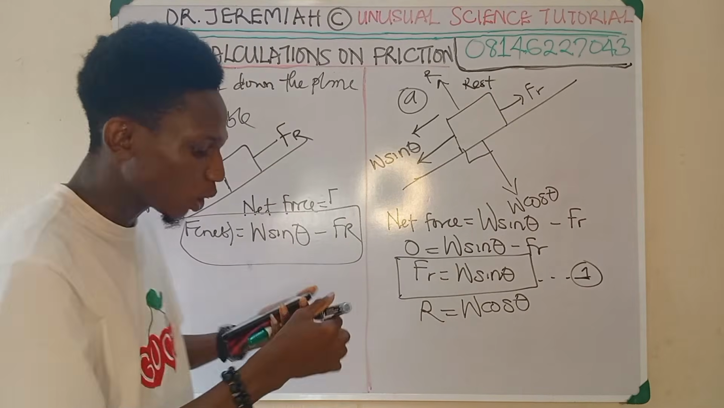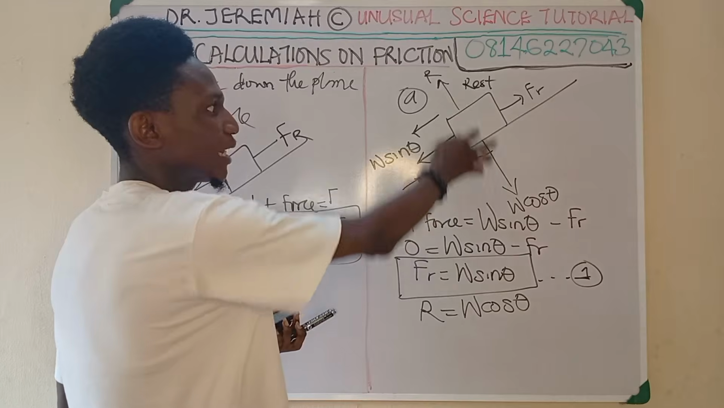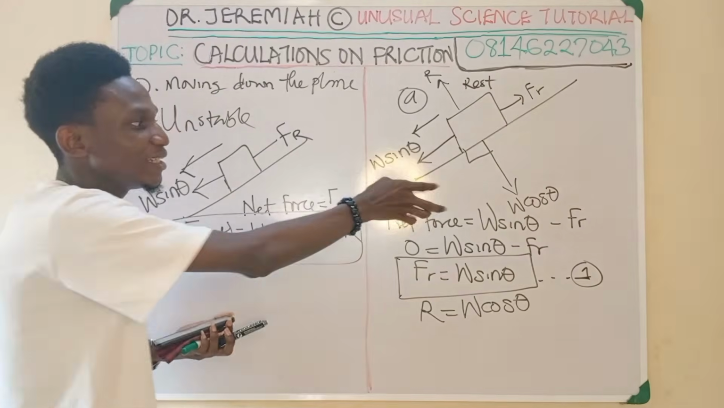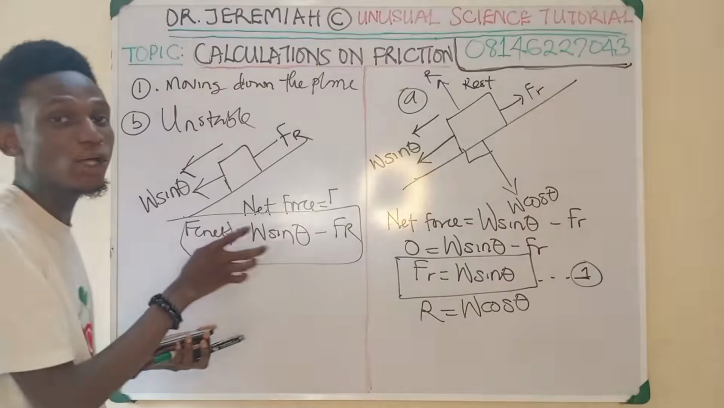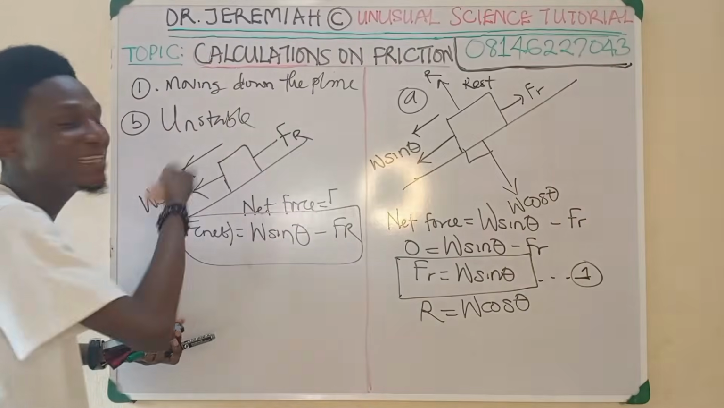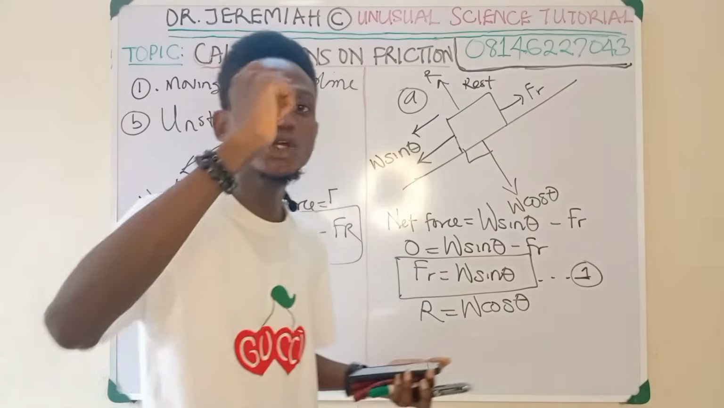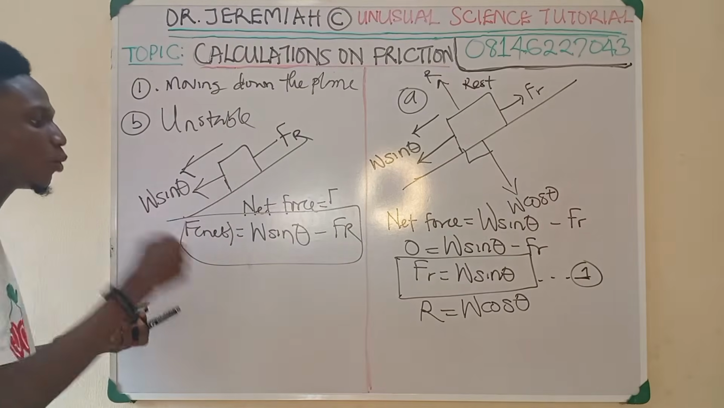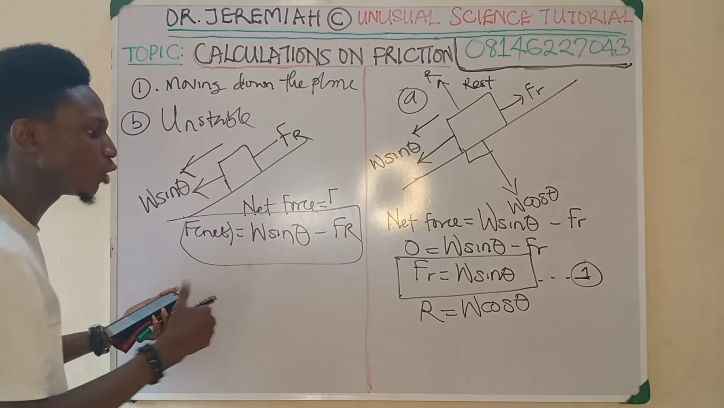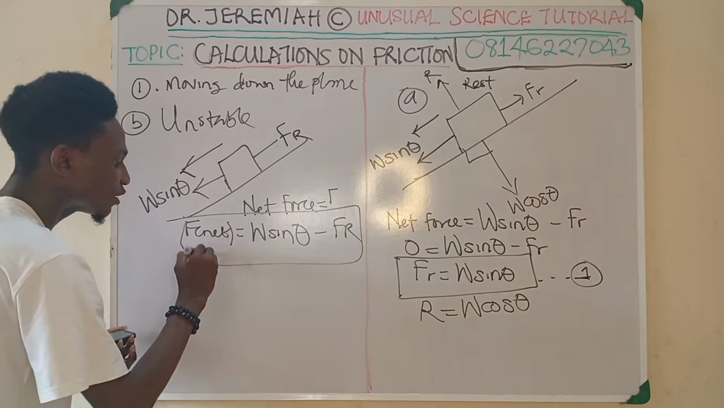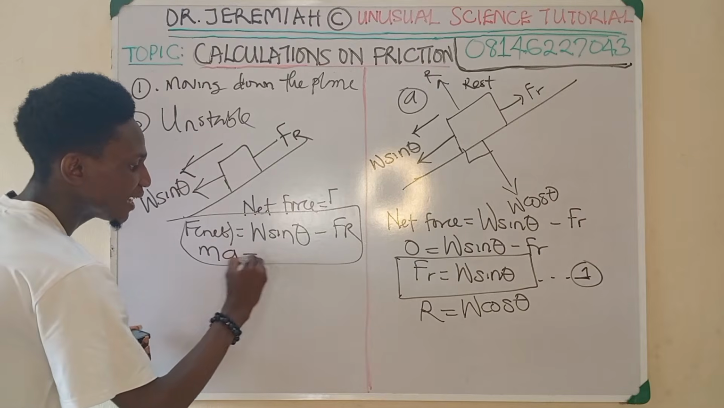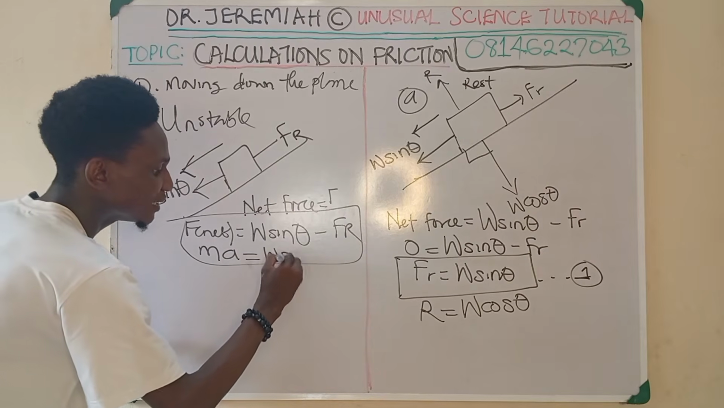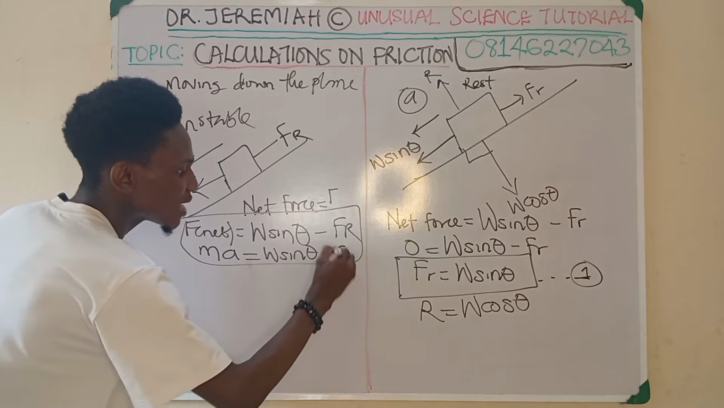Now this is not equal to 0 like when the body is at rest. When the body is at rest, net force is 0. Net force is not 0 under this condition. Why? Because the body is moving downwards; it's not in one place. So it's unstable, so it's moving downwards. So net force equals W sin theta minus Fr, and remember that net force equals MA. So you can say MA equals W sin theta minus Fr.